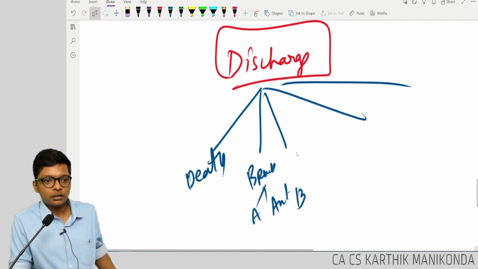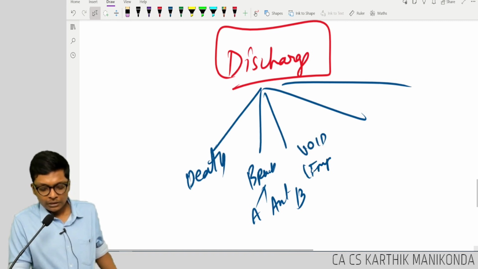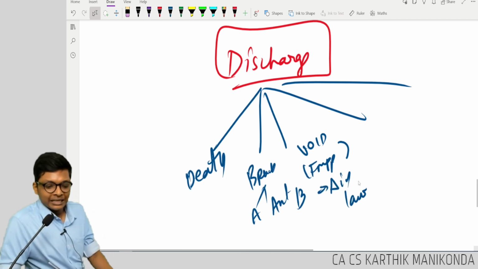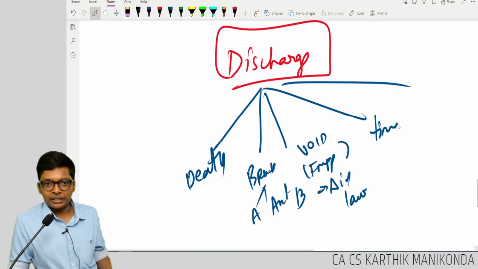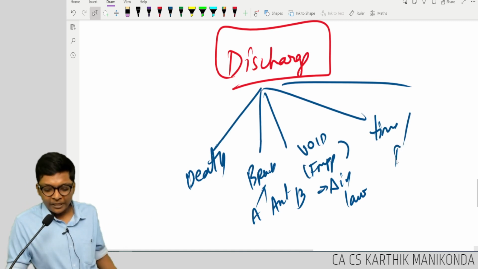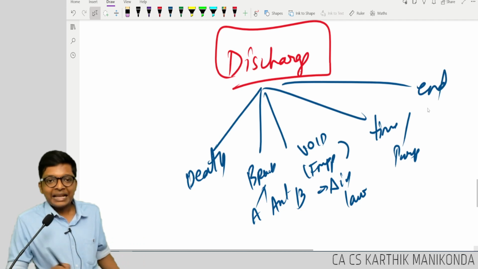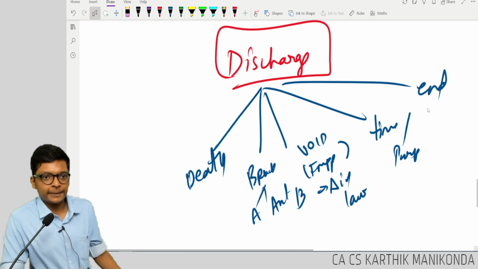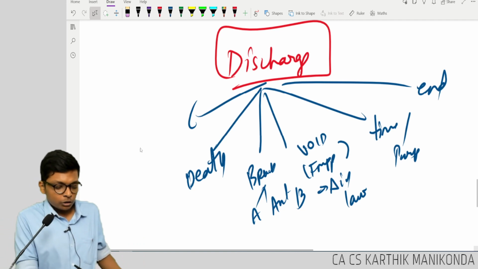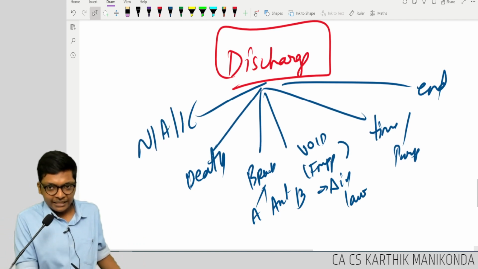Next, the contract becomes void because of impossibility of performance or change in law. Anything else? Time is essential, time is not done, or time is over, or purpose is done, or we both mutually agreed to end the contract, mutual consent. Then, very good, novation, alteration, rescission.